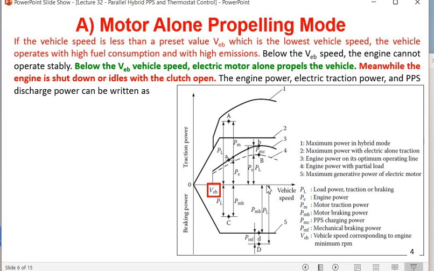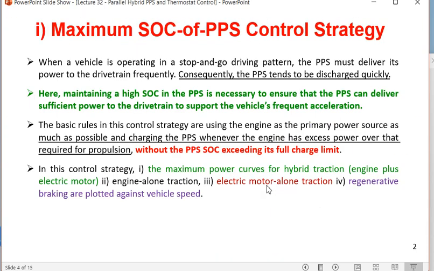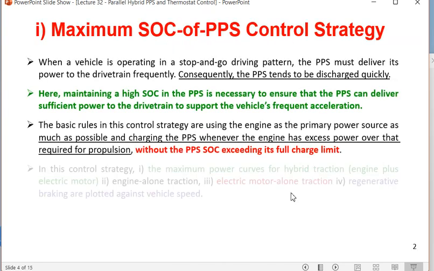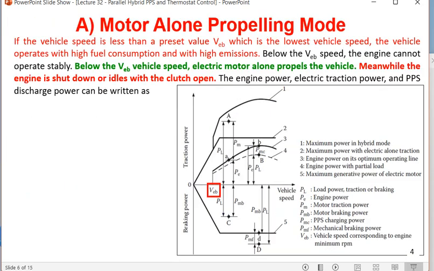We have seen in the characteristic block diagram that there is a clutch. If the clutch is open, that means the engine will only be running or idling, but no power will be given to the transmission. So that is what is said: whenever the actual vehicle speed is less than VEB, at that time the electric motor alone propels the vehicle. Meanwhile, the engine is shut down or idles with the clutch open.